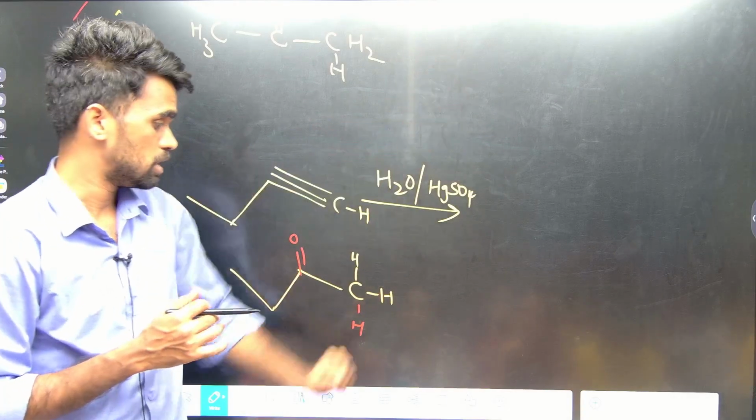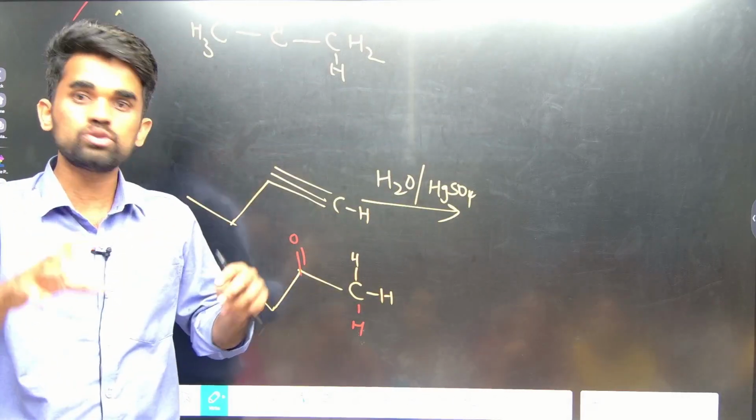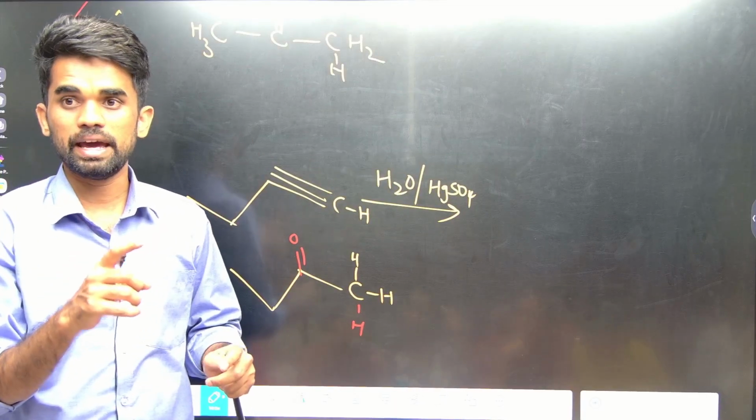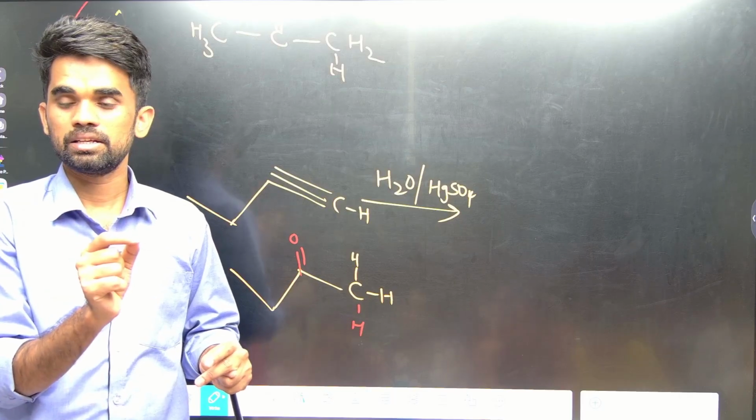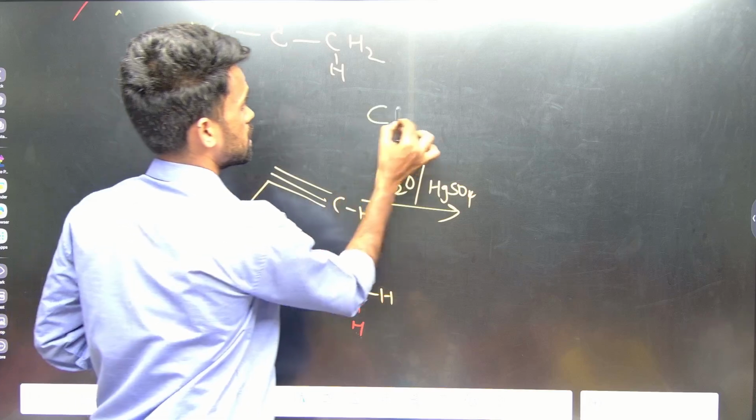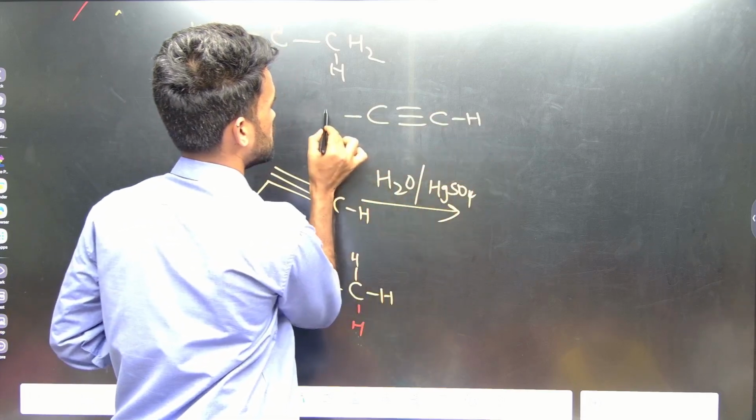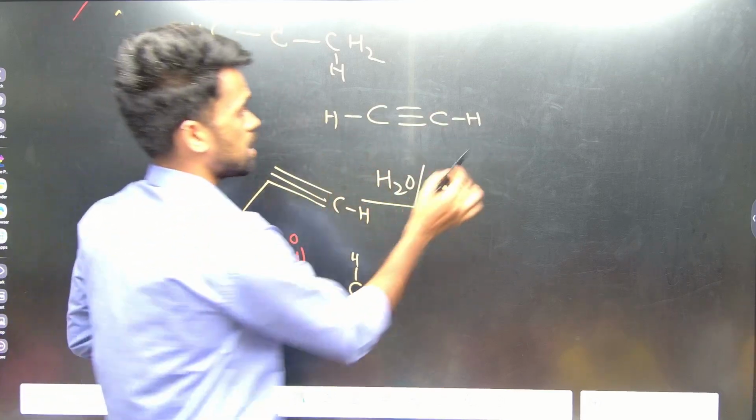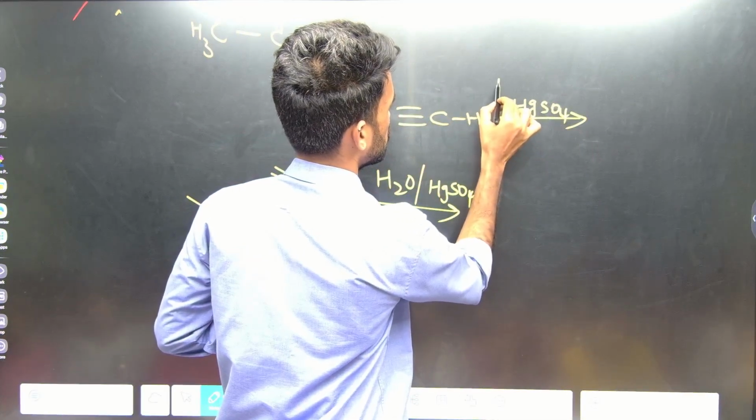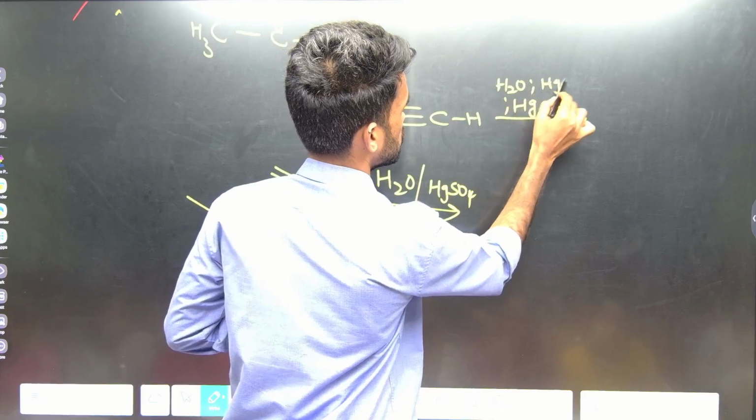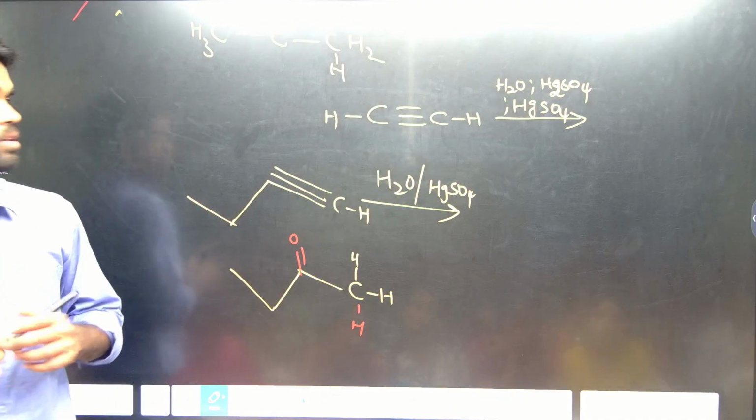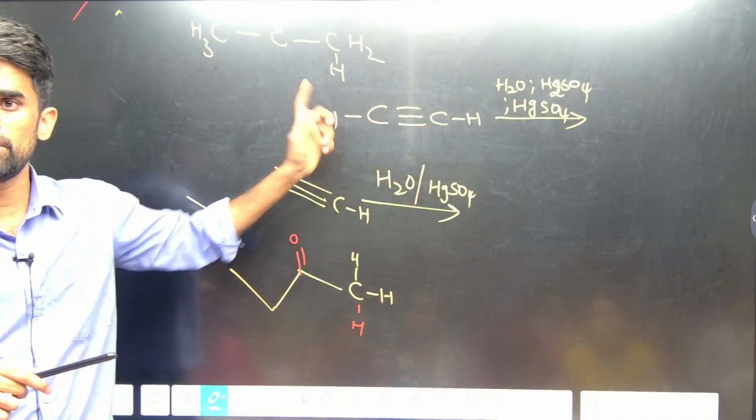Aldehydes, ketones. Okay, all alkynes give you ketones. What I am saying, all alkynes give you ketones except acetylene. Acetylene means this one, ethyne is there now, this is called acetylene. So just tell me what is the product formed here, how to write? So tell me what is the product formed? One carbon H, other carbon OH.